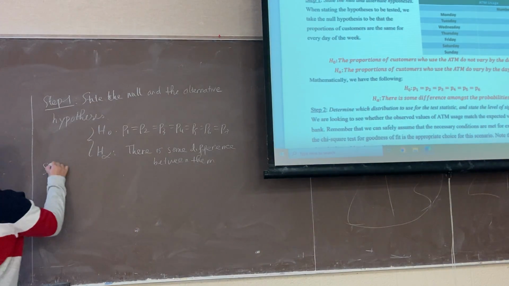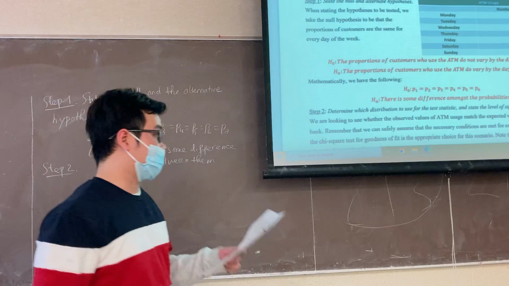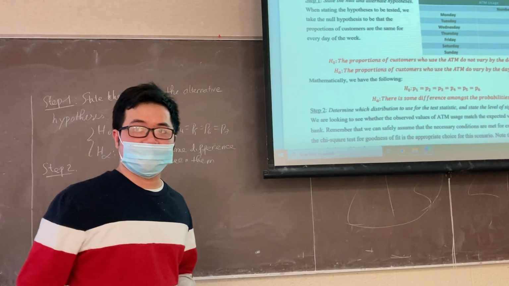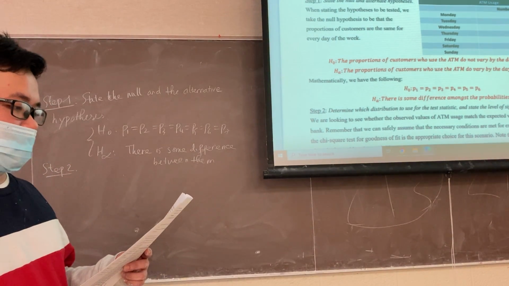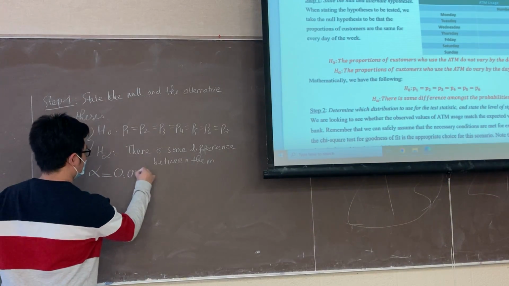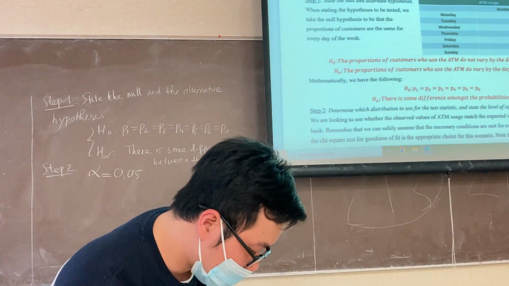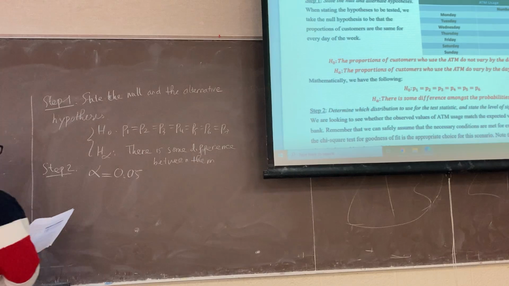Okay, step 2. We will state the level of significance. Could you tell me what the level of significance is here? Okay, Maria, please. Yeah, exactly. The level of significance alpha here is 0.05. Okay, thank you. That is step 2.